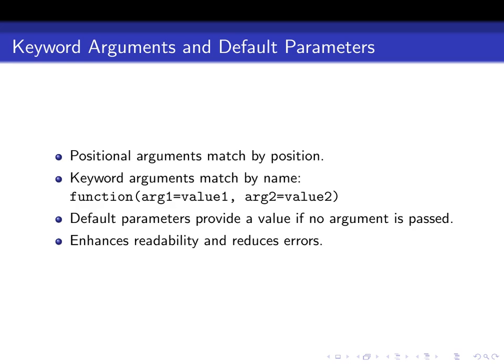Now on to keyword arguments and default parameters. Positional arguments are matched by their order in the function call, while keyword arguments allow you to specify parameters by name, which can make function calls more readable, especially with many parameters. Default parameters set values if no argument is given, enhancing function flexibility.